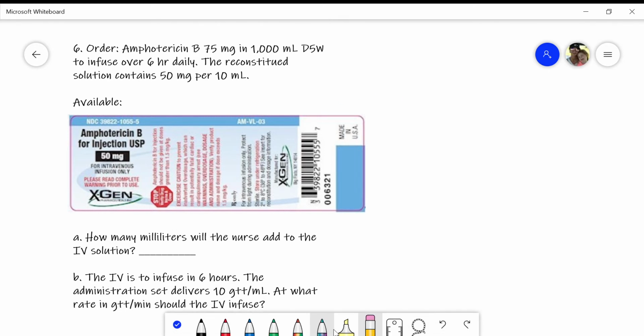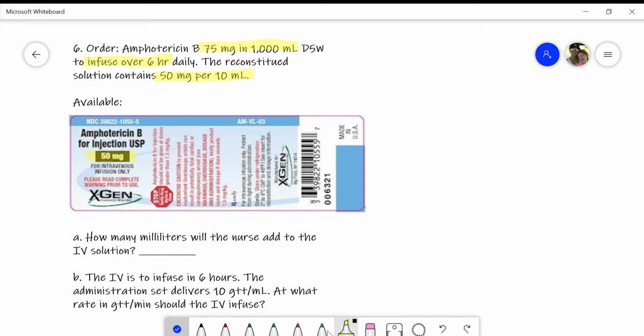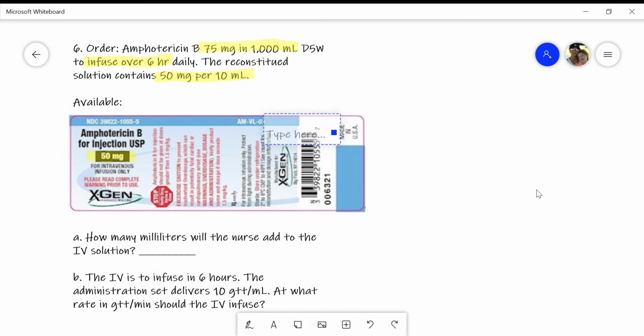All right, and so for number 6, we've got amphotericin B, 75 milligrams in 1,000 milliliters. Infuse it over 6 hours, and our solution has 50 milligrams per 10 milliliters, excuse me. So it's showing your label here, but since it's also showing that you have 50 milligrams per 10 milliliters, that's your rate. So we can do it on this one, like the example from the last one we were just talking about.